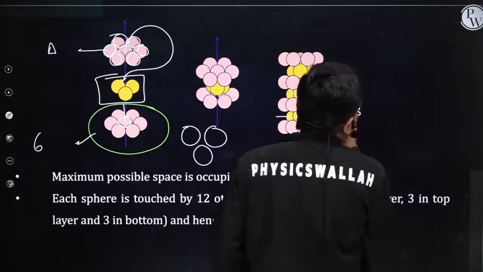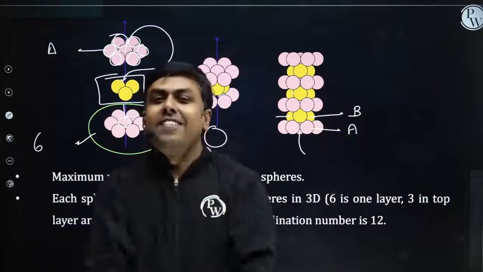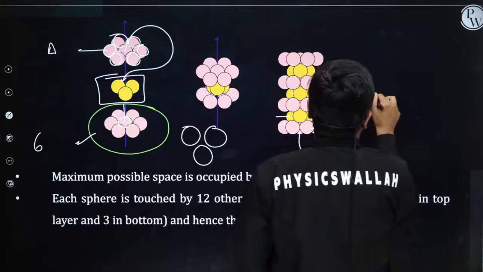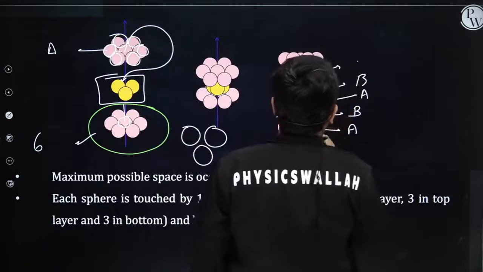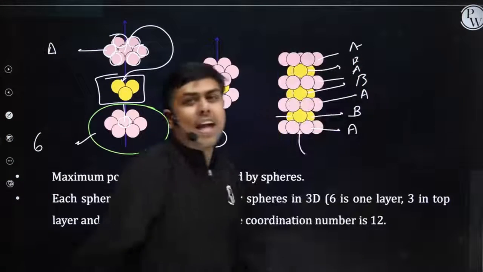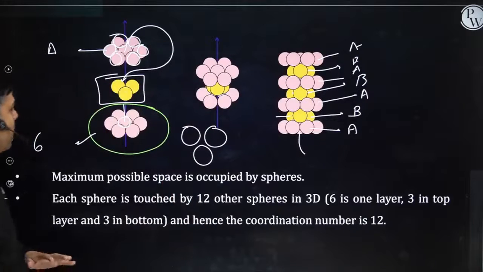In the B layer, only 3 spheres are there, and these 3 spheres exactly fit inside the unit cell. Once again, 6 spheres A, 3 spheres B, 6 spheres. Sorry, this one is A, B, A. Am I clear, students? Now, let's focus on the Z effective.